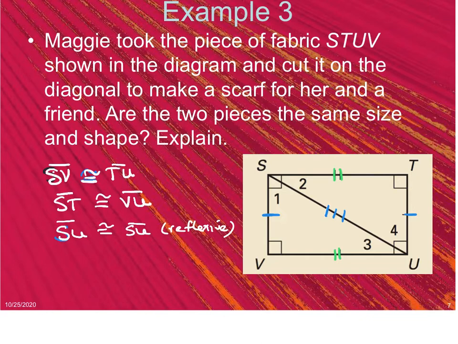Now what we need to do is go back and make sure all of our angles match. So we could say that angle T and angle V match because they're both right angles.